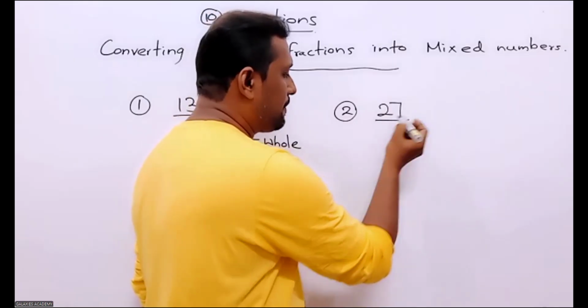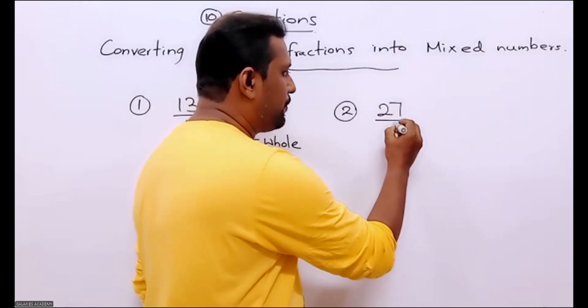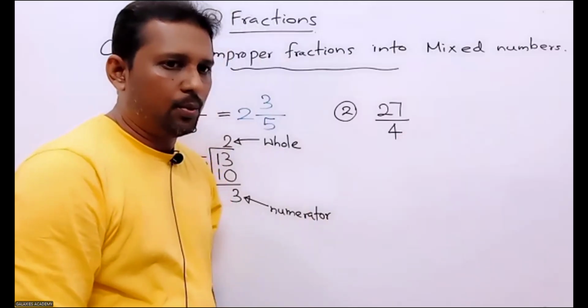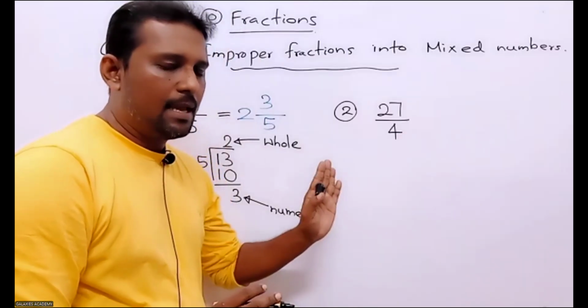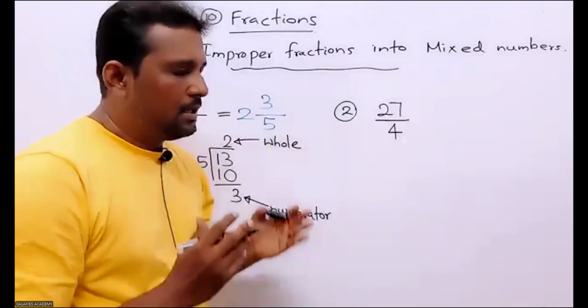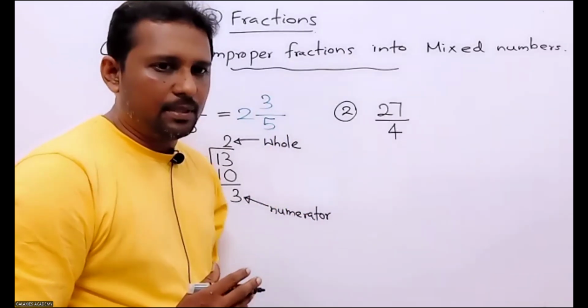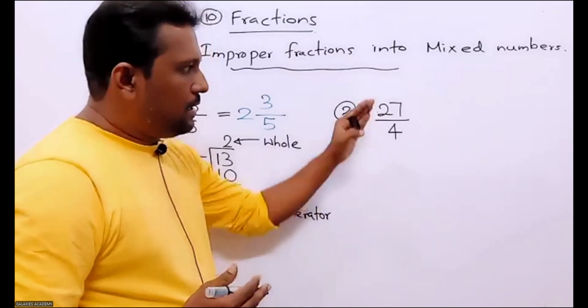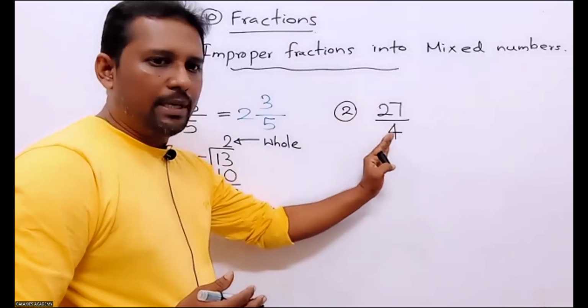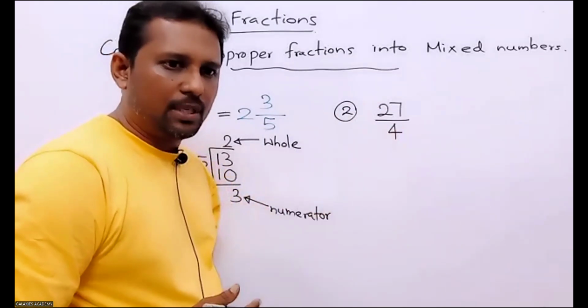27 over 4. It is an improper fraction. We want to convert it into a mixed number. So what do you have to do? You have to divide 27 by 4 using the long division method.